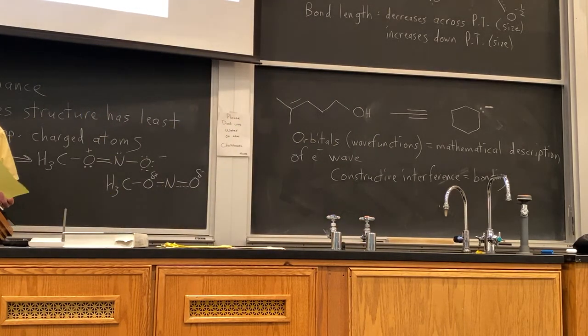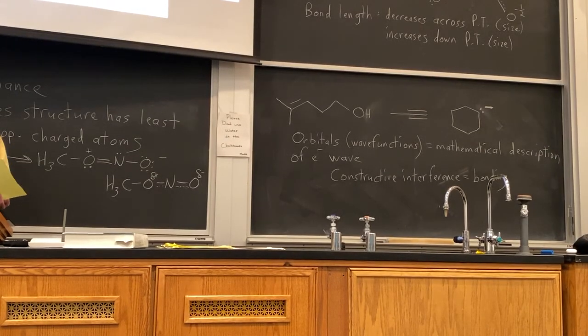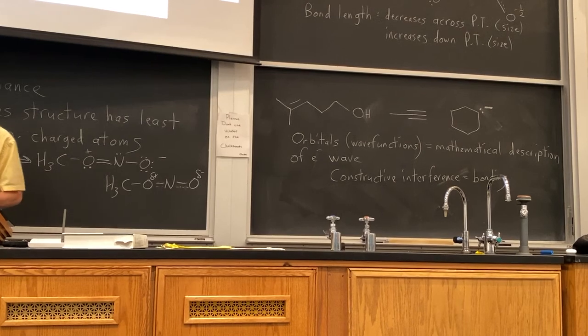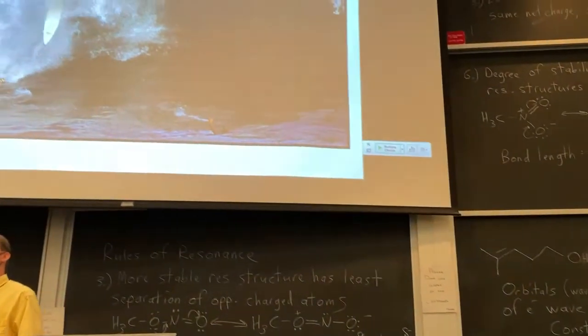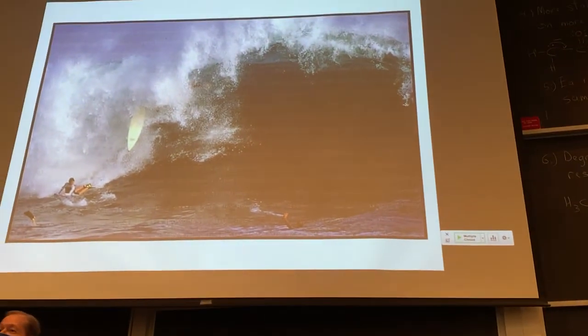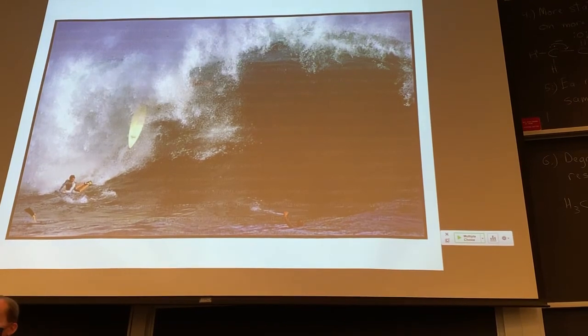In the ocean, constructive interference leads to destruction of the surfer. But in molecules, when we have constructive interference, when we have orbitals or wave functions that are overlapping in phase, what we get is a bond. Okay? I've never surfed at the Wedge. I'm not a very good surfer myself. I'm more of a novice, but it is fun.